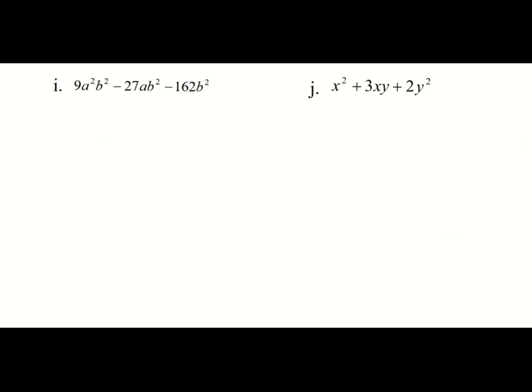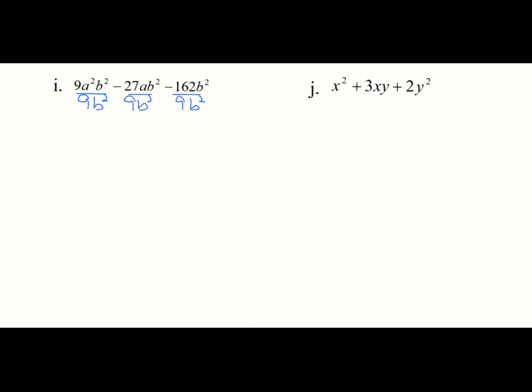Okay, we have our next two examples here. For the first one, definitely pulling out a greatest common factor. And my GCF here looks like it will be 9b squared. And when I do that, let's see, 162 divided by 9, just double check. Yep, 18.